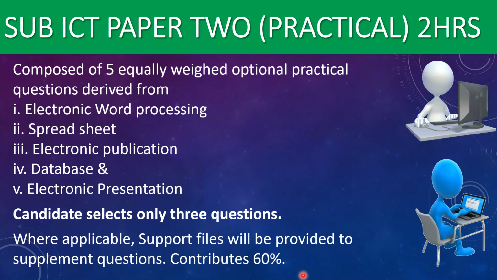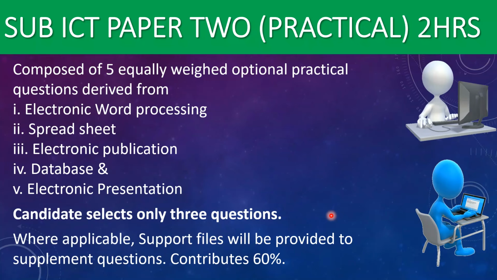When it comes to Sub-ICT paper two or paper three, this is the practical paper, and it takes 2 hours. This paper is composed of 5 equally weighted optional practical questions that are derived from electronic word processing, spreadsheets, electronic publication, database, and electronic presentation. A candidate is supposed to select only 3 questions.